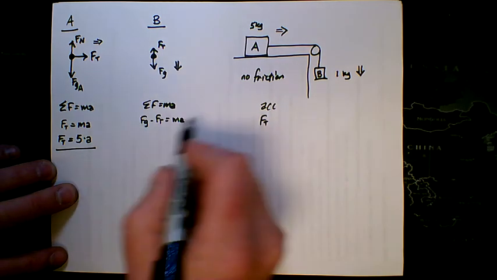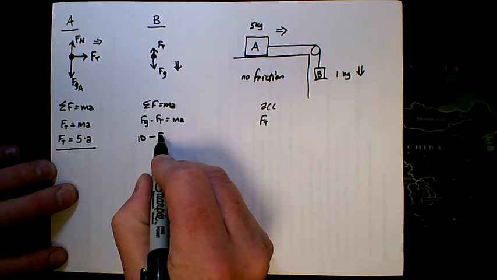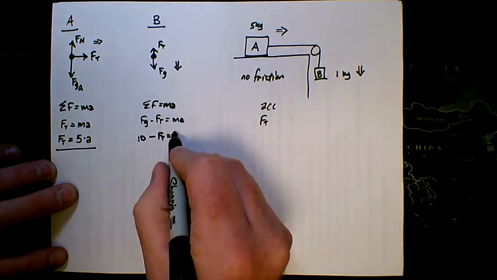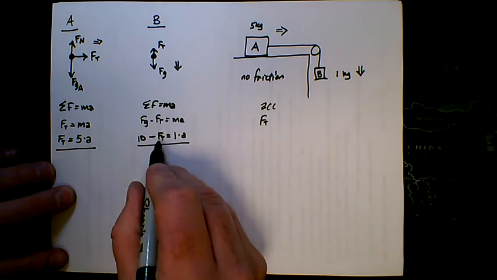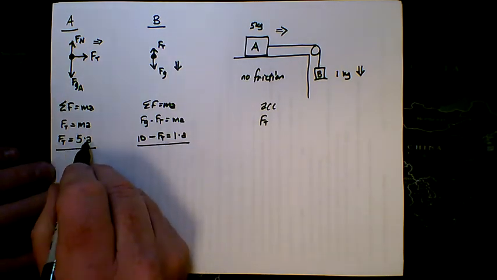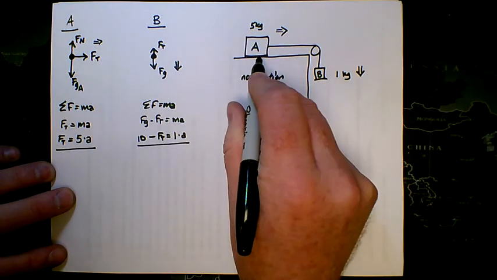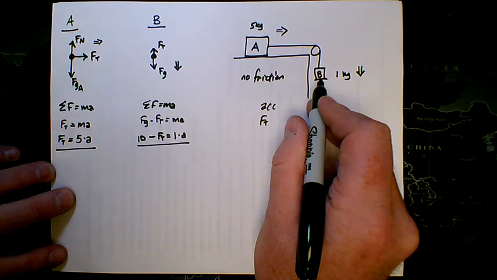Then we can plug in our numbers. So 1 kilogram means that Fg is going to be 10 newtons, minus the tension, which I don't know, equals the mass of block B, which is 1 kilogram, times the acceleration A. And again, I'm stuck because there's two things I don't know. Fortunately, it's the same two things I don't know over here. Because the system is tied with the string, the acceleration of A to the right is going to be equal to the acceleration of B downward.